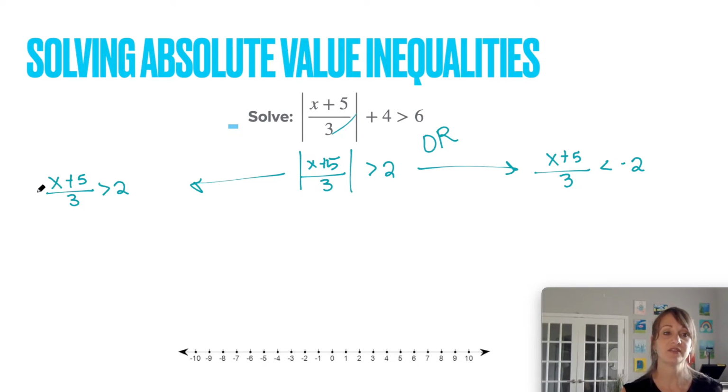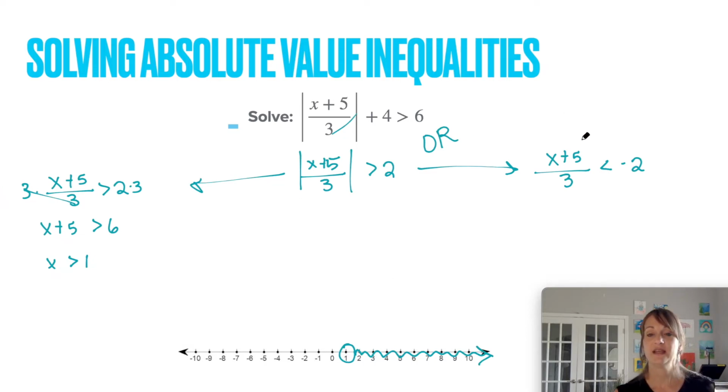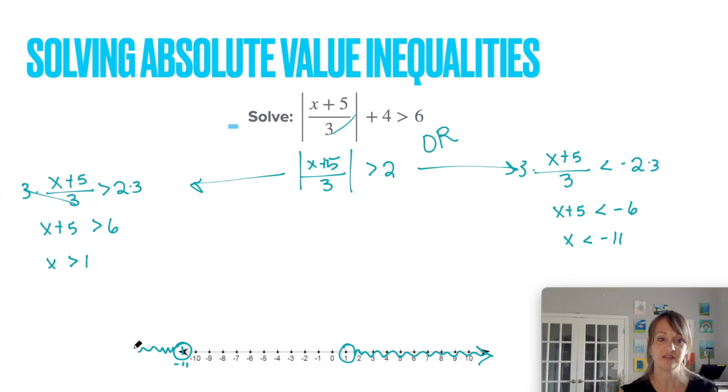So whenever you solve this, first I'm going to multiply both sides by 3. I'll get x plus 5 is greater than 6, and so to solve, I'll get x is greater than 1. So here's 1. It does not include it, and it's everything greater than 1. Now in this case, again, I'm going to multiply by 3, and I get x plus 5 is less than -6. Now whenever I subtract 5, I get -11, so here's -11. It does not include it, and it's everything less than -11.